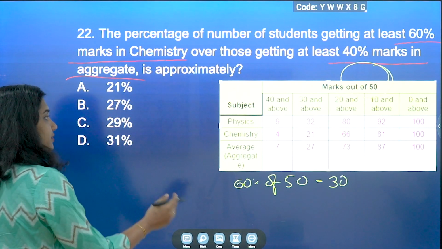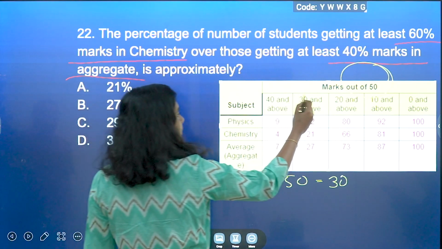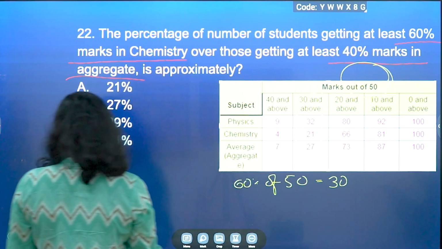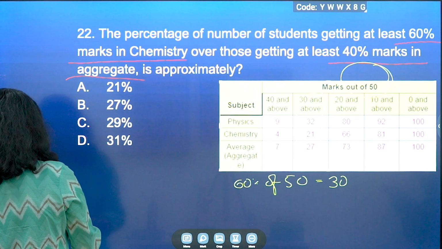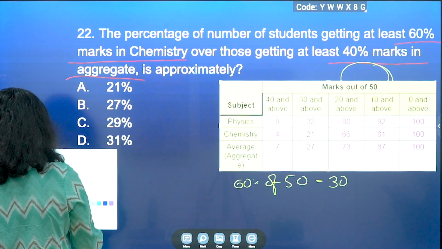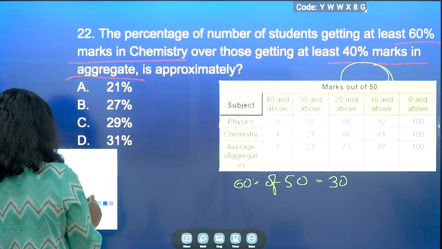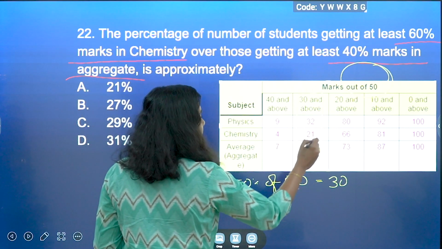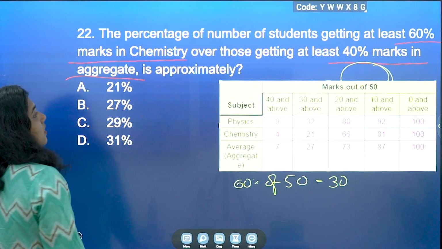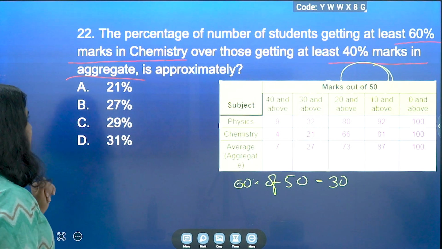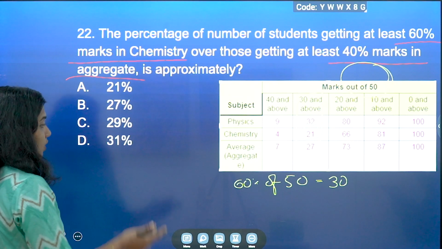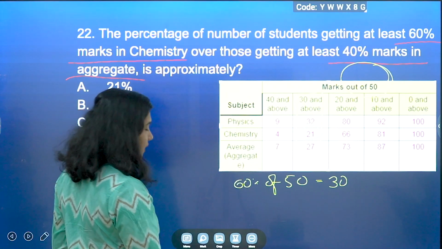So the number of students who secured 30 and above marks is 21, right? In chemistry it is 21. So now you have to find out the number of students who secured marks above 40%. So first you have to find out the 40% of 50.